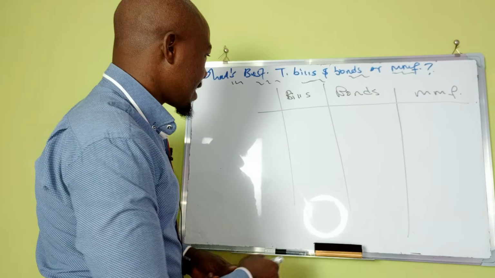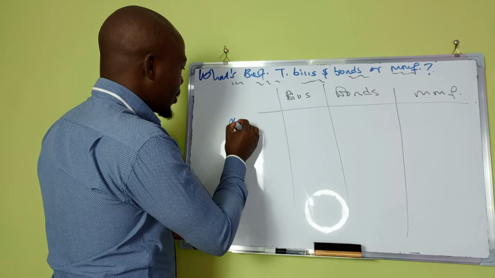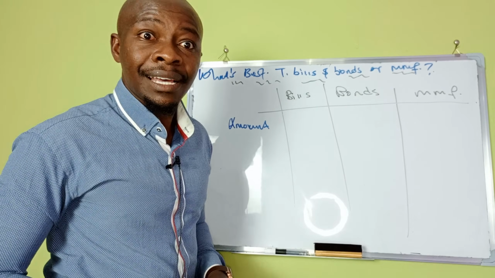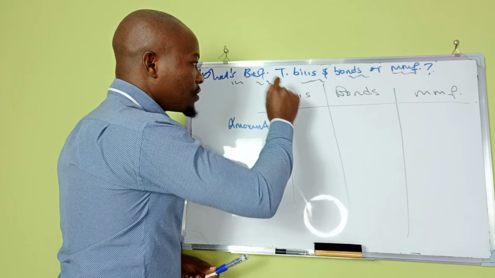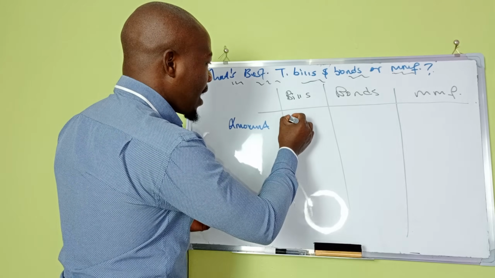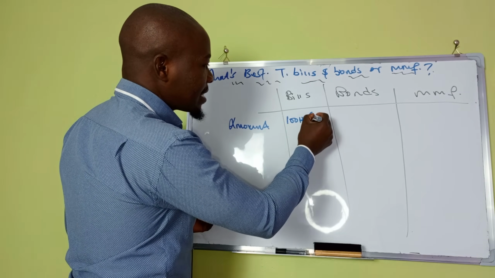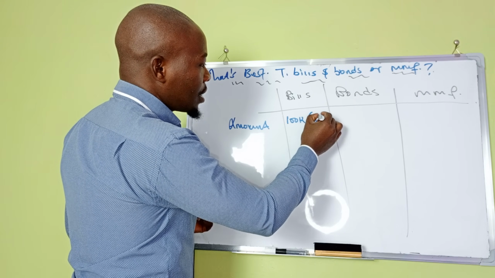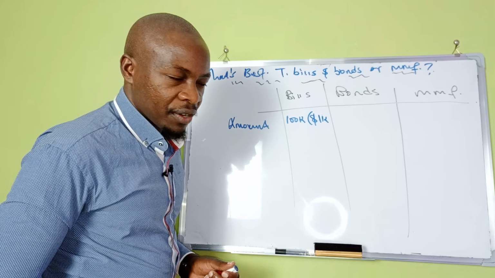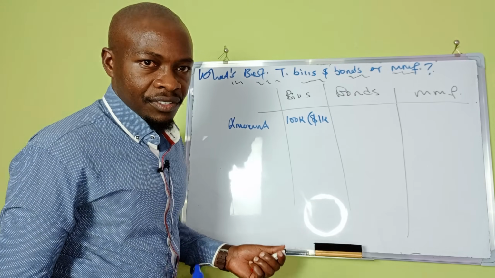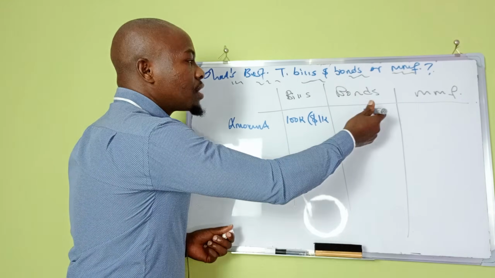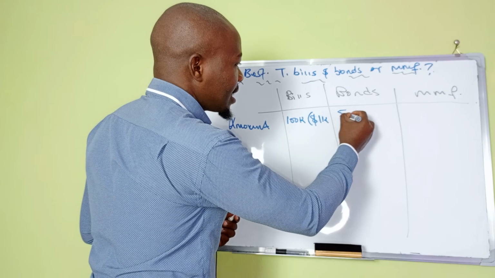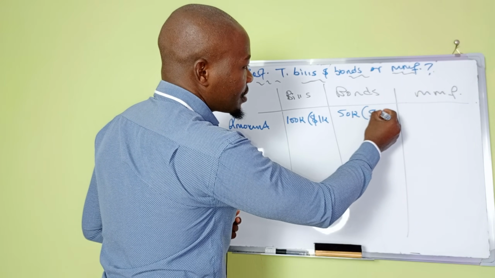Let's start with the amount so that we see, for each and every one, how much you need as a minimum. Let's say you decide to invest in treasury bills. You need a minimum of 100,000 Kenyan shillings. That is like $1,000, 1K. So you need a minimum of $1,000, or 100,000 Kenyan shillings. If you go to the bonds, in terms of the amount, you need a minimum of 50,000 Kenyan shillings, 50K. That's like 500 USD.